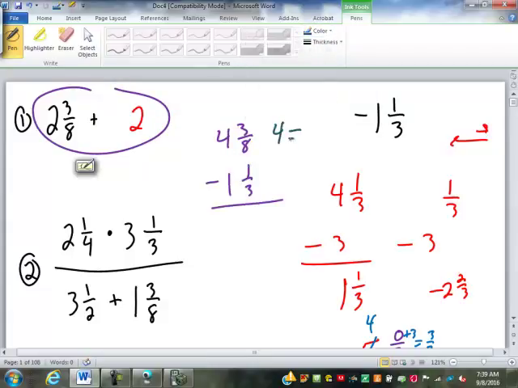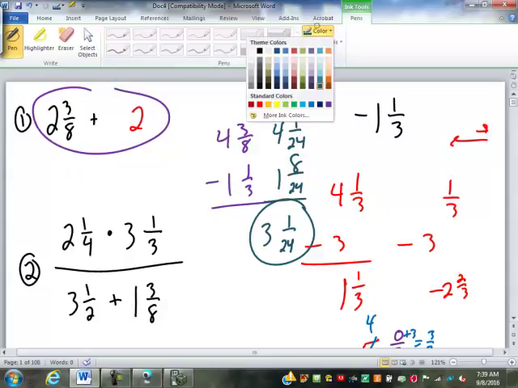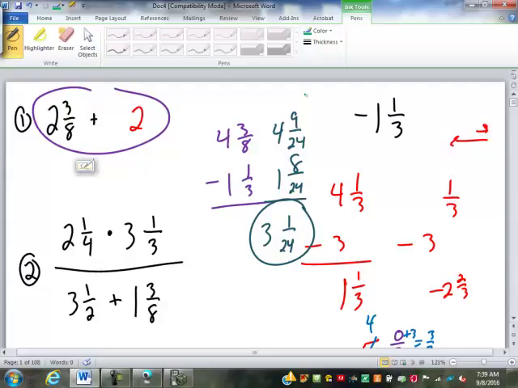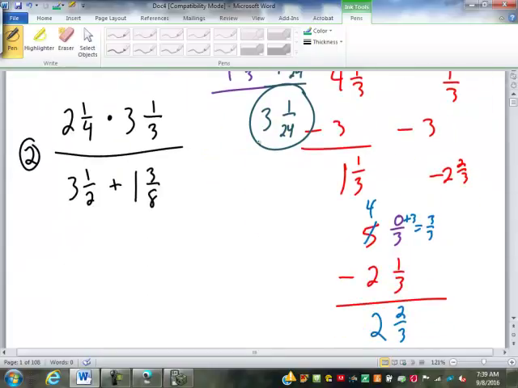Common denominator is 24. So this will be 9 24ths. This will be 8 24ths. So I subtract, I've got 1 24th, 3 and 1 24th. Anybody get that? Do you have any major questions on where that came from? Okay.